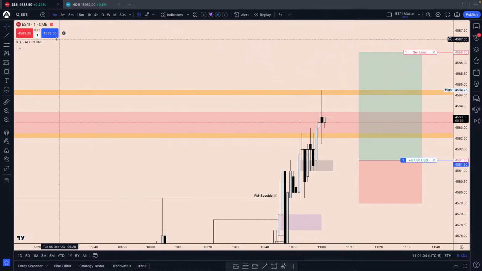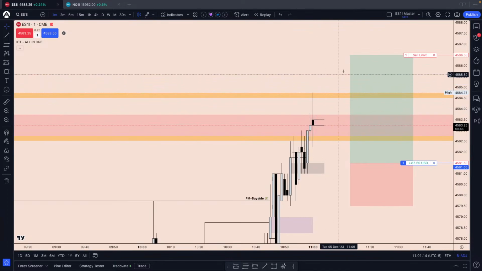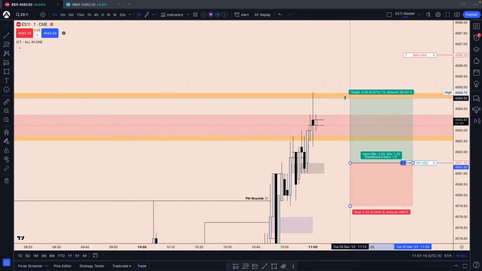And we just closed it, and we didn't close back below the previous candle's closing price. That's why volume imbalances are so damn good as targets. 3 points. Maybe should have taken that.